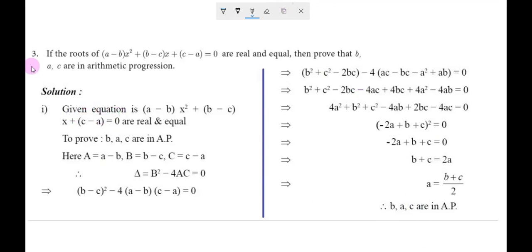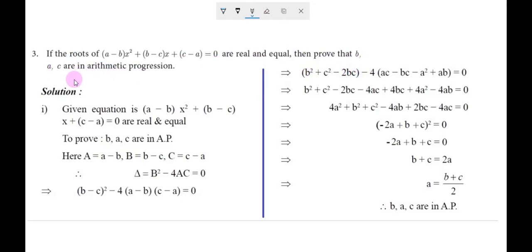Okay, now question number 3. If the roots of (a minus b)x square plus (b minus c)x plus (c minus a) equal to 0 are real and equal, then prove that b, a, c are in arithmetic progression. Here the roots are real and equal. Real and equal means del equal to 0. And then prove that b, a, c are in arithmetic progression.